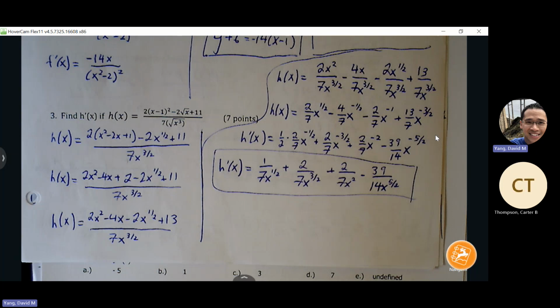Everything up to this point is just algebra. There's no calculus. The only calculus step is from here to here when we do power rule. But the hard part is to get it all ready for power rule. That's the hard part.